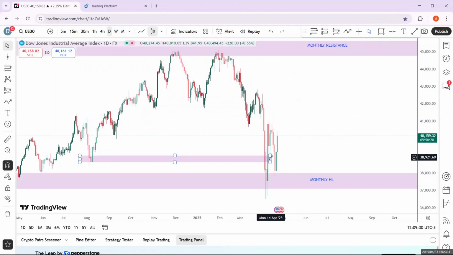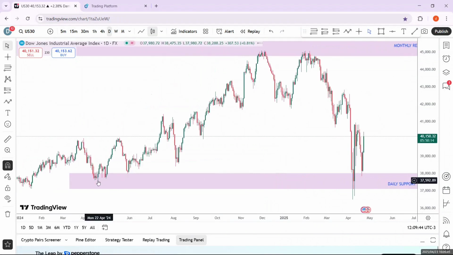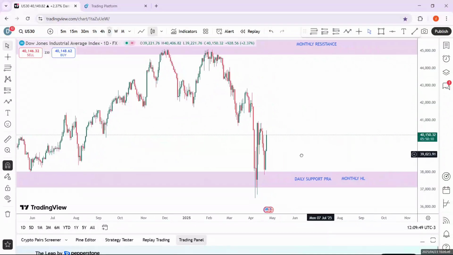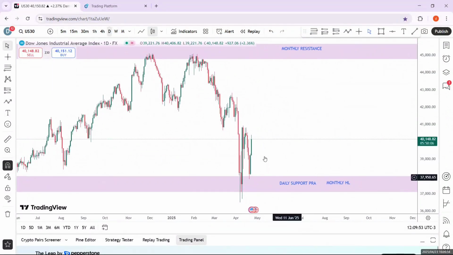Okay, we've seen price sat on a monthly higher low level, but beyond the monthly higher low level, this level will now be known as what? A daily support PRA. Okay, because you can see there are support levels right here. So this is a daily support PRA. Like we said, a PRA means a potential reversal area, right? And if I see a break of structure, because we are buying in the direction of trend, I'm going to buy straight in the direction of trend.